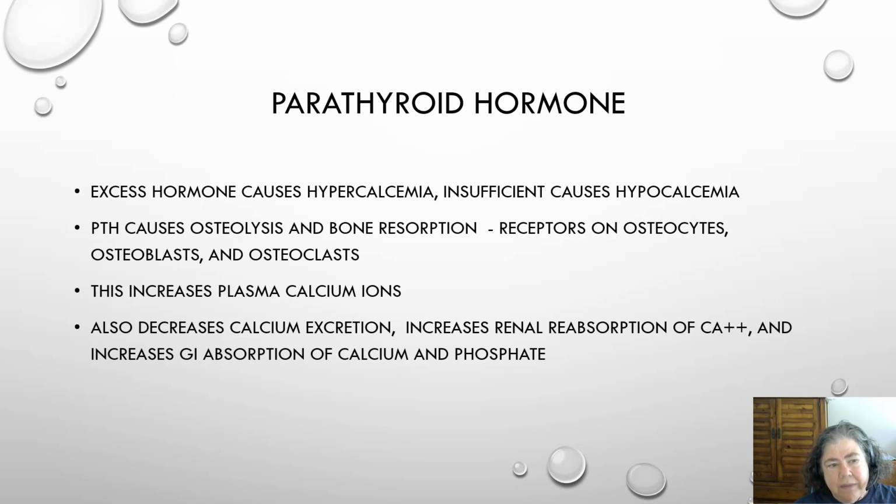The other thing that parathyroid hormone does is that it acts on the kidneys to increase the reabsorption of calcium. So calcium is removed from the lumen and put back into the extracellular fluid. And there are also PTH receptors in the gut that increase the absorption of calcium and phosphate in the intestine. So parathyroid hormone works to increase calcium levels by breaking down bone, by saving calcium in the kidney, and by absorbing more calcium in the intestine.